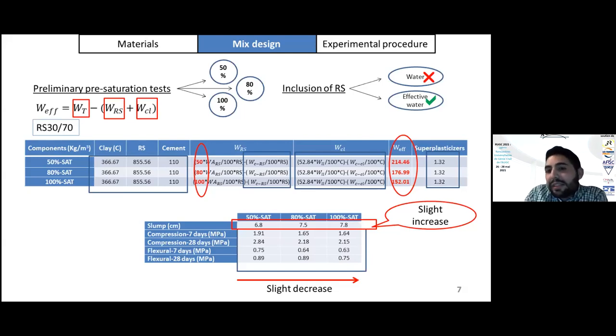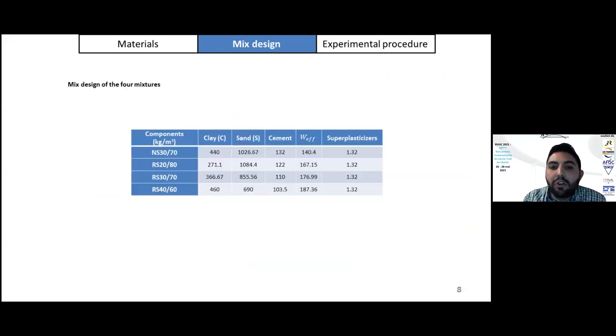The slight increase in slump values as the saturation degree increases was accompanied by a very slight decrease in the mechanical properties. As long as there were insignificant differences, our choice was rather governed by the slump value, aiming for a slump value of more than 7 centimeters. The 80% saturation degree was considered.